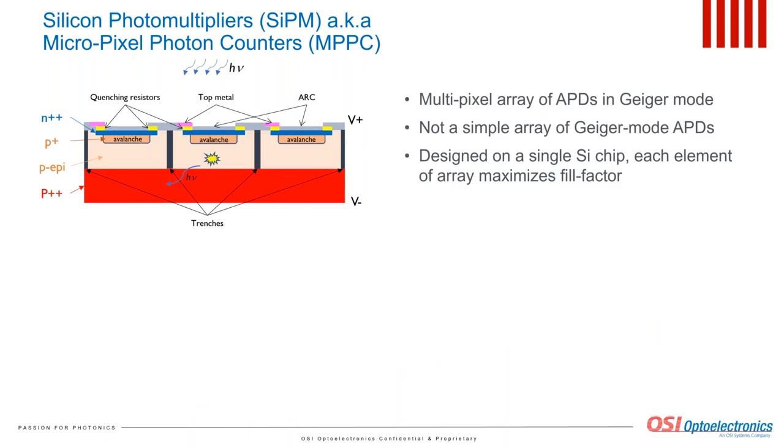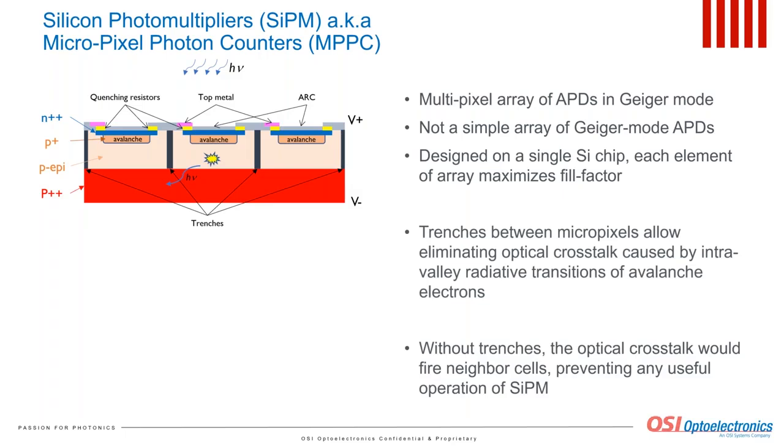Silicon photomultiplier is a multi-pixel array of APDs operating in a Geiger mode. The array may consist of tens of thousands of pixels with the active area size of down to 10 microns each. SiPMs are not just a simple two-dimensional array of Geiger mode APDs. These devices are designed on a single silicon chip. Each element of the array maximizes the fill factor, and the quenching resistor for each microcell is fabricated on the same chip right next to the cell's active area, which is shown schematically on the image.